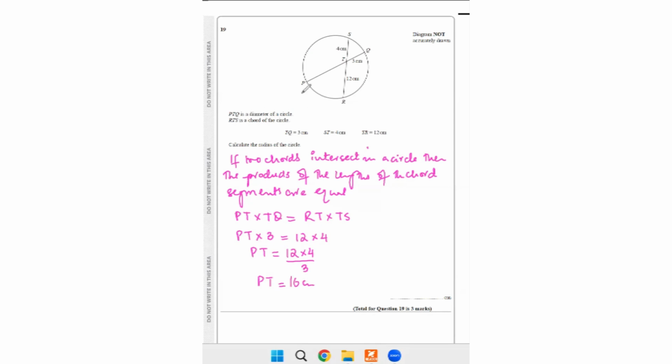Now the question said that PTQ is the diameter. So PTQ is going to be 16 plus 3, which is 19 centimeters. And the radius is going to be half of the diameter, which is 9.5 centimeters. That's your answer.